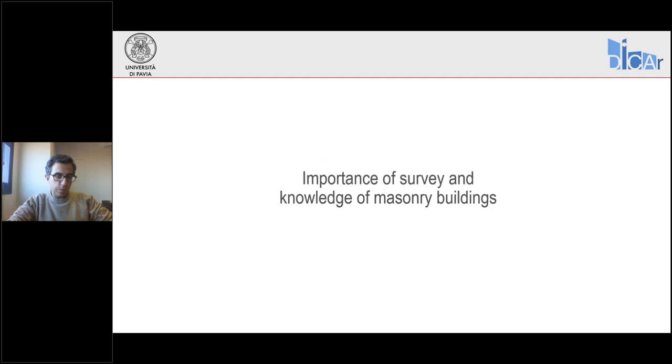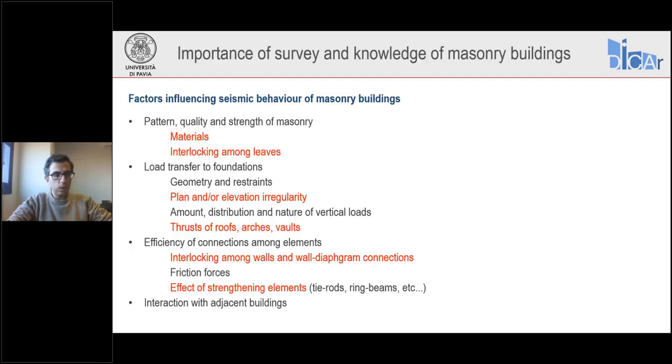So before looking at what Eurocode 8 is saying, I just want to point out why it is important to get knowledge of masonry buildings, and so why it is important to have a proper survey of the building. It is important because, differently from other building typologies, the seismic behavior of masonry buildings is influenced by a really large amount of quantities and factors. For example, it is influenced by the pattern, quality, and strength of masonry. In particular, it is influenced by materials and by the interlocking between the materials and among the leaves in case of masonry made by more than one leaf.